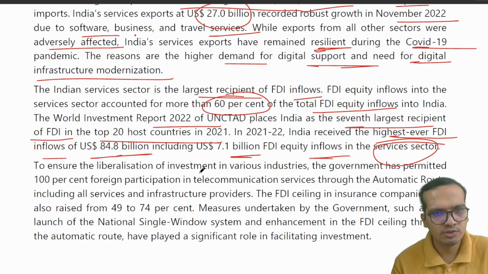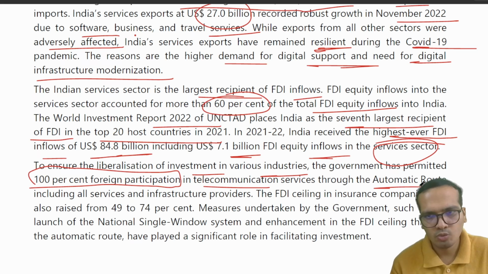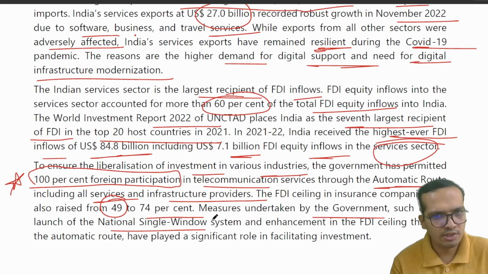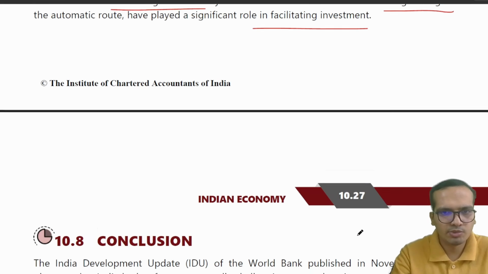To ensure the liberalization of investment in various industries, the government has permitted 100% foreign participation in telecommunication services through the automatic route, including all services and infrastructure providers. The FDI ceiling in insurance companies was also raised from 49% to 74%. Measures undertaken by the government, such as the launch of the National Single Window System and enhancing the FDI ceiling through the automatic route, have played a significant role in facilitating investment.